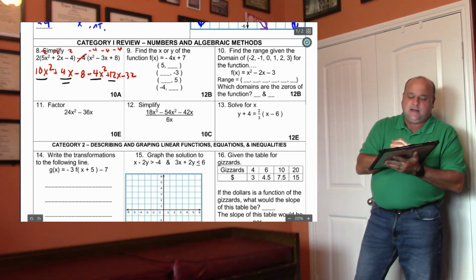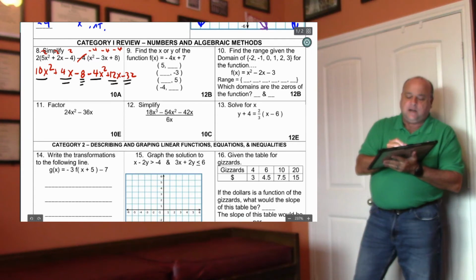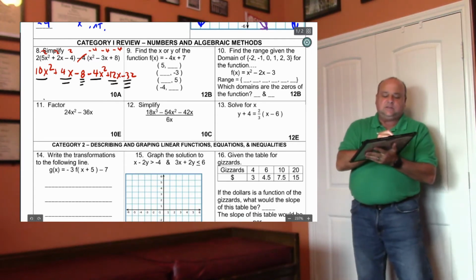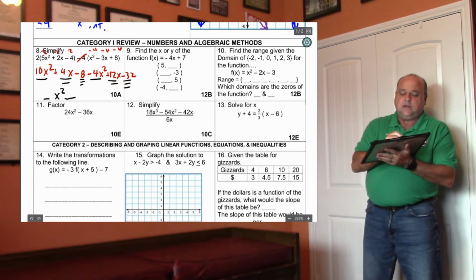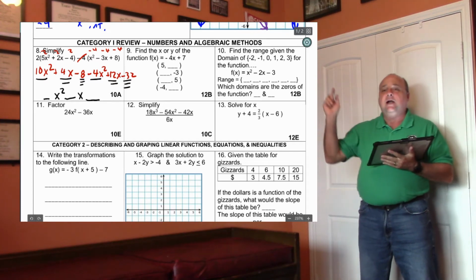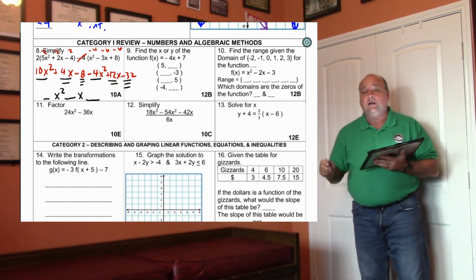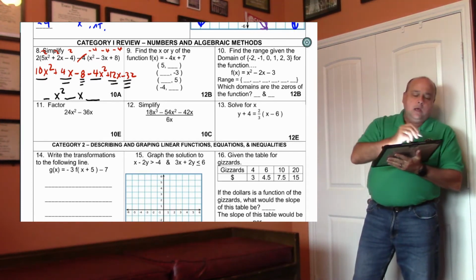I'm going to combine my x's, and I'm going to combine my constants. You're going to get something x squared, something x, and something. And I'm going to let you fill that out. I'm not going to eat all your Oreo cookies.